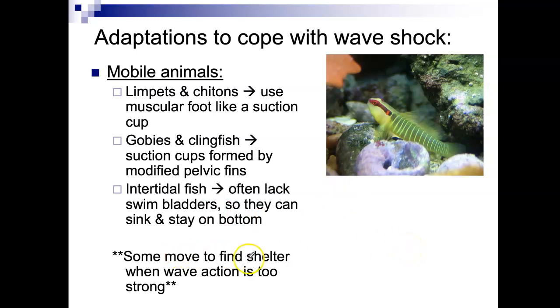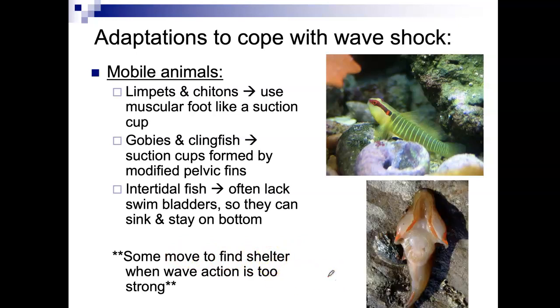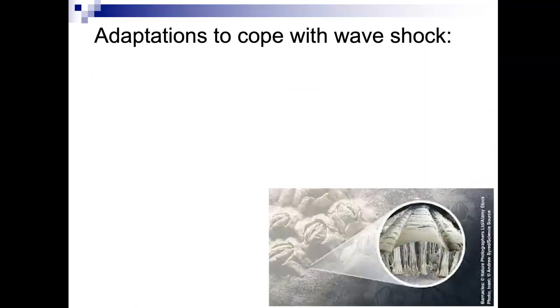So many of them are just going to move, like I talked about, and find shelter when the wave action is too strong. That's an easier way of dealing with it than if you're a sessile organism. So here you can see this modified pelvic fin on a clingfish, and it acts literally as a suction cup. So that's what you're going to see in your clingfish. That's a pretty awesome adaptation for intertidal life.